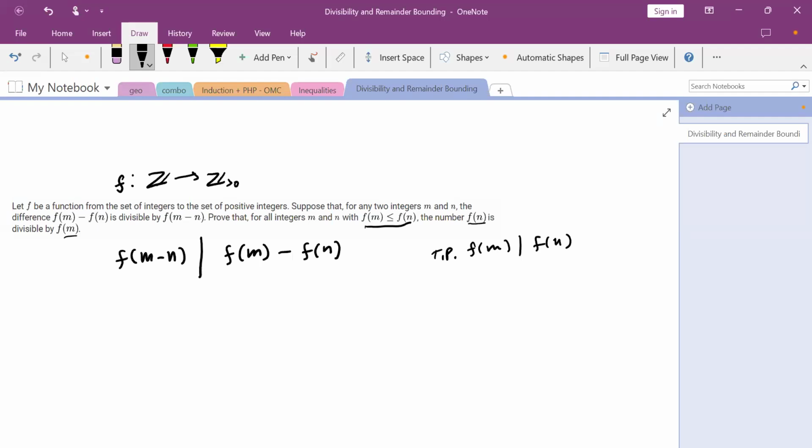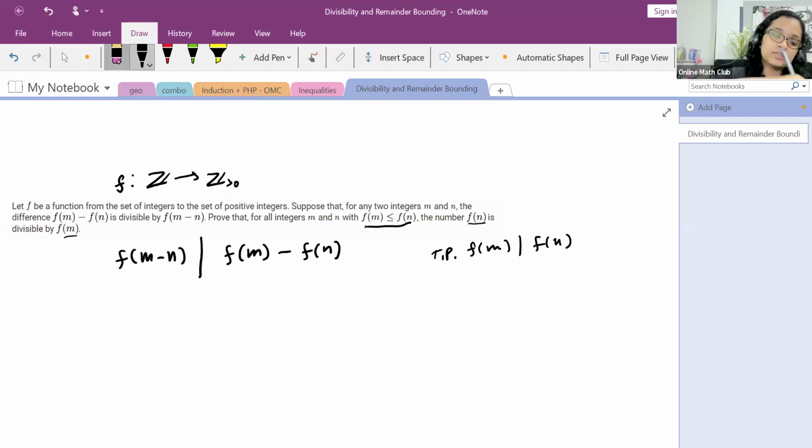By the way, can we just consider for this problem that f of m is less than or equal to f of n, and then we prove that f of m minus f of n is divisible by f of n? Yes, you can try doing that. First of all, that means f of m minus f of n is negative, so we can just turn it into positive. Okay, write this the other way around.